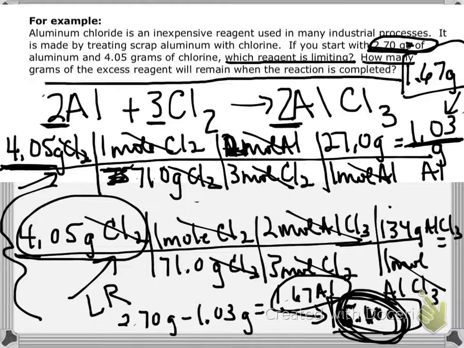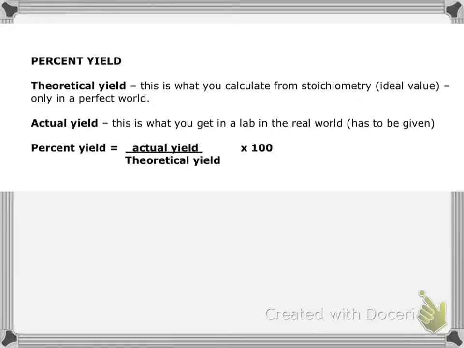Okay, the final thing we want to talk about, and it is because it's in your lab that we'll be doing next class, is the decomposition of baking soda. So we're going to do that lab next class, and one of the things that you'll have to do in that lab is figure out the percent yield.